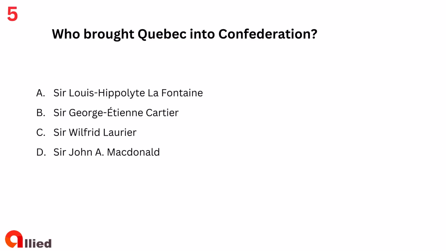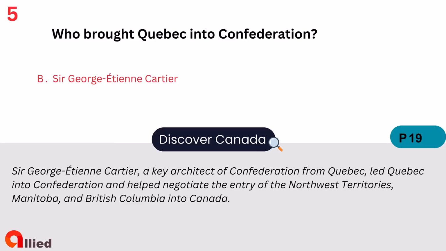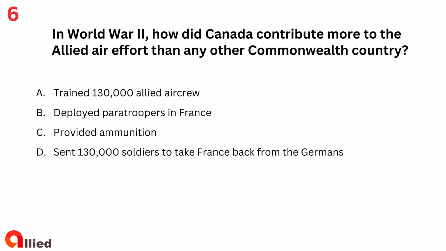Question 5. Who brought Quebec into Confederation? A. Sir Louis Hippolyte Lafontaine. B. Sir Georges Etienne Cartier. C. Sir Wilfrid Laurier. D. Sir John A. Macdonald. The answer is B. Sir Georges Etienne Cartier.